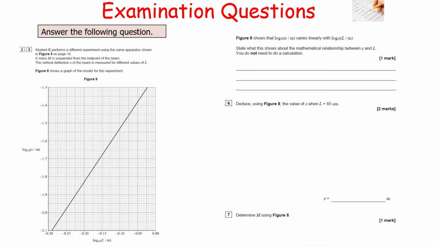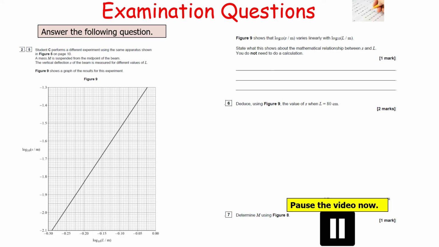Now, the next question says, figure 9 shows that log 10 S varies linearly with log 10 L. State what this shows mathematically about the relationship between S and L. Don't do a calculation. Then deduce, using figure 9, the value of S when L equals 80 centimeters. Then determine m using figure 8. So pause the video now, then unpause the video when you want to go through your answer.